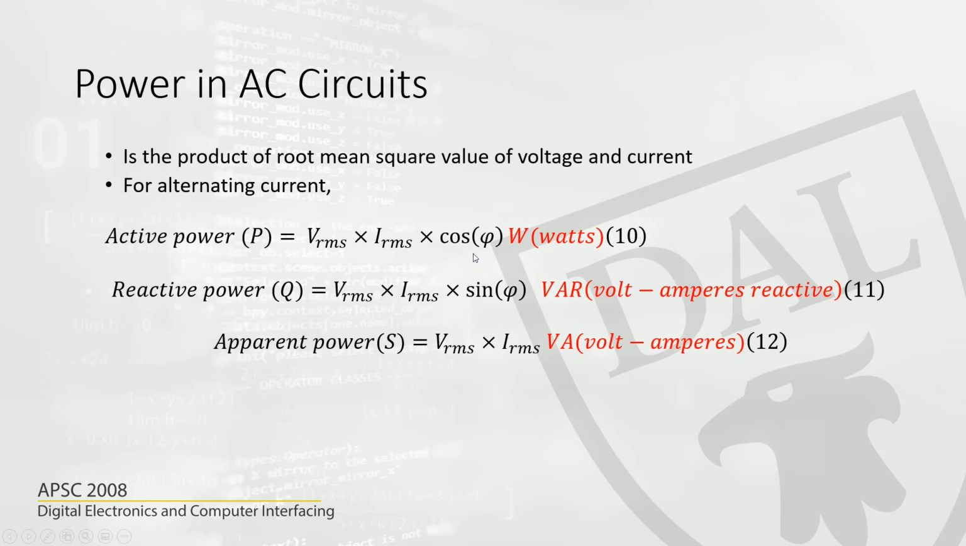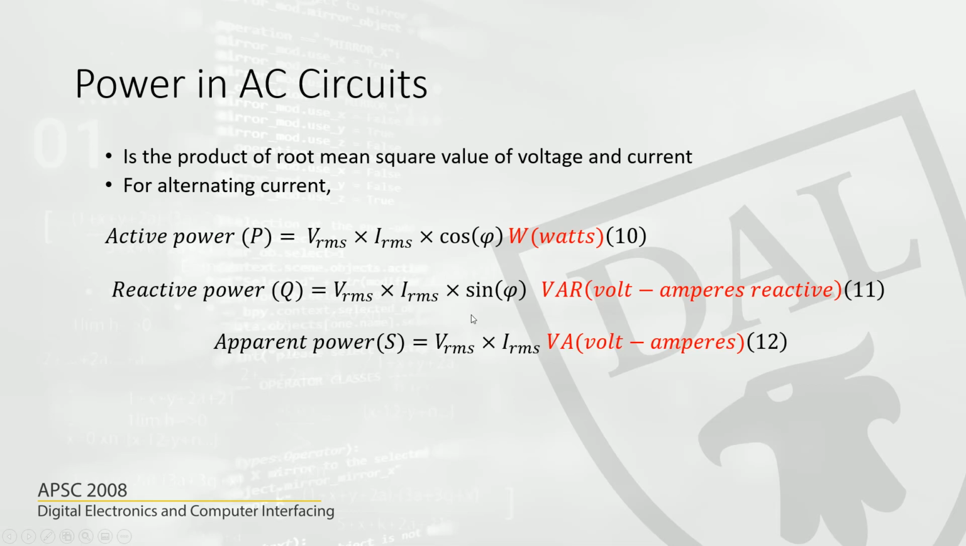So let's say the power factor was 0.75, the voltage was 10 volts and the current was 1 ampere. Then only 75% of the total power consumed, the apparent power, which includes the active and reactive power, is converted into real work. And the remaining 25% is the reactive power, which just oscillates back and forth.